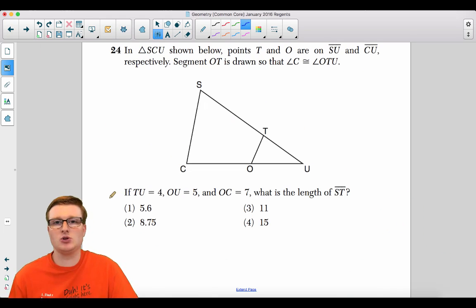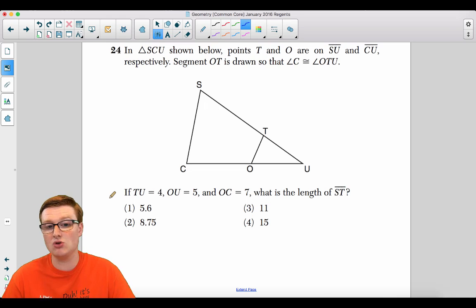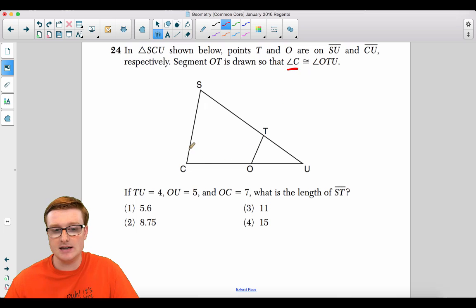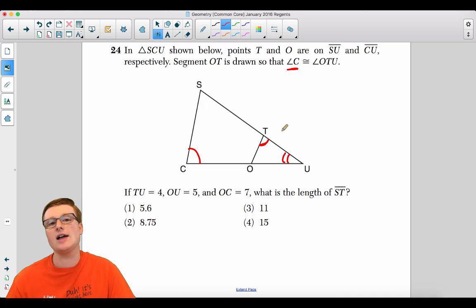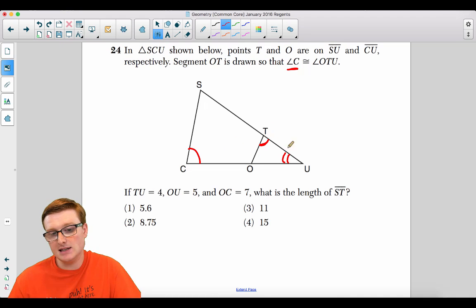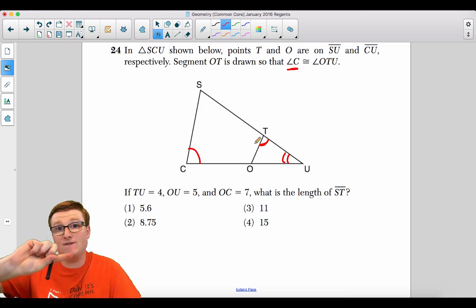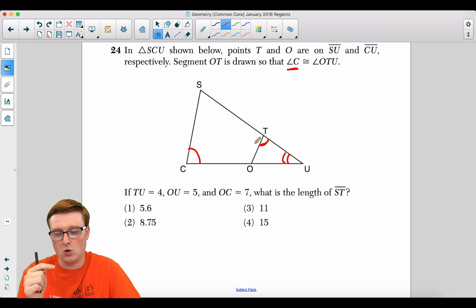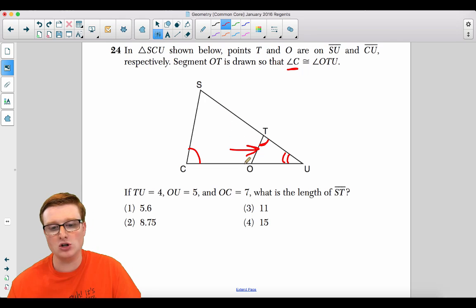24 is the last question of the multiple choice section, and it is the hardest. And I need you to listen to me so very carefully because it will take a while to explain. In triangle SCU shown below, points T and O are on SU and CU respectively. Segment OT is drawn so that, this is important, angle C is congruent to angle OTU, and angle U is reflexive. I hope that you could see this. This little triangle was actually flipped and pushed into that corner. So it was flipped around or reflected and then pushed back over here.